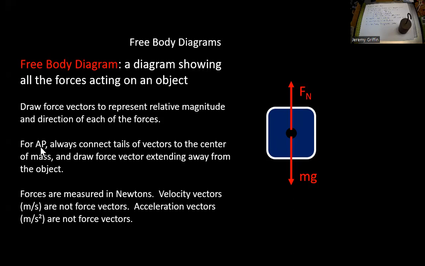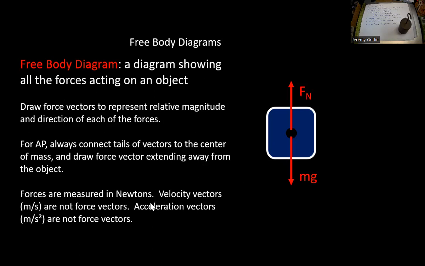As I said for AP here, this is just a convention that I picked up from them, but I like this convention anyway, so I use it. Connect the tail of the vector to the center of mass and draw the force vector extending away from the object, exactly like that picture shows. So I've got this blue object, and a black dot to represent the center of mass, and I'm drawing all the force vectors extending away from that center of mass dot. That's just one convention. I like it, so I use it myself.